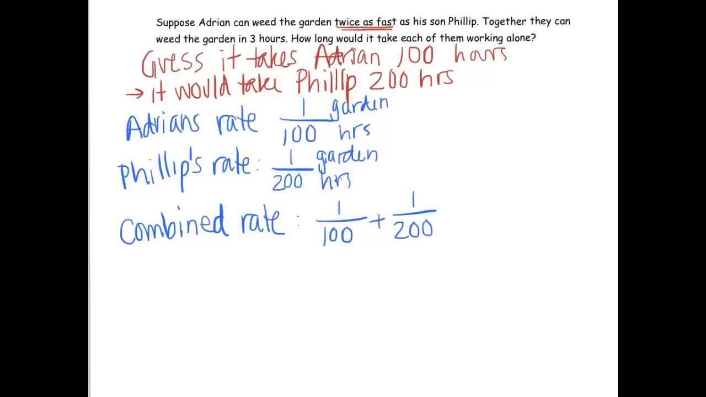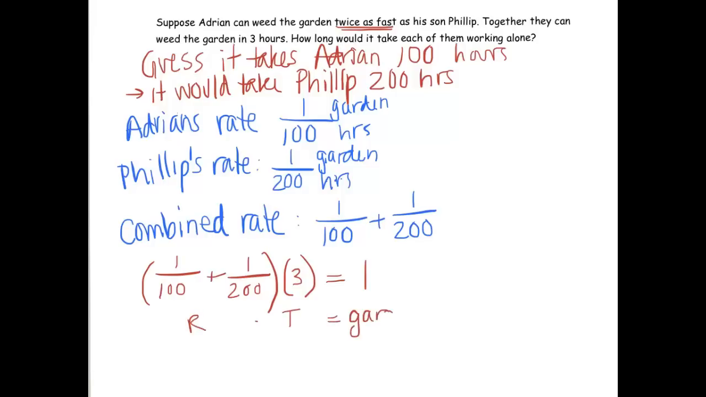All right, so it says together they can weed the garden in 3 hours. So if I take their combined rate and multiply it by their time, which according to the problem is 3, they should have completed 1 garden, right? They weeded 1 garden in 3 hours. So their combined rate times their time equals the number of gardens that they weeded. Now, is this true? It's just numbers, because I just picked a guess. If you add 1/100 plus 1/200 times 3, we're not going to get 1. You can check that on your calculator if you don't believe me. So that's not really what we want. Let's go back and see if we can generate an equation.